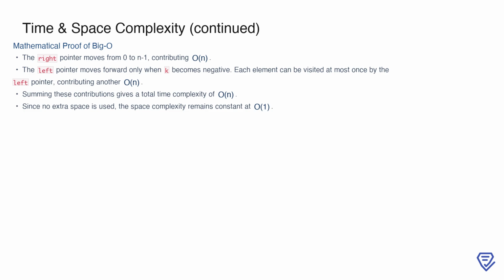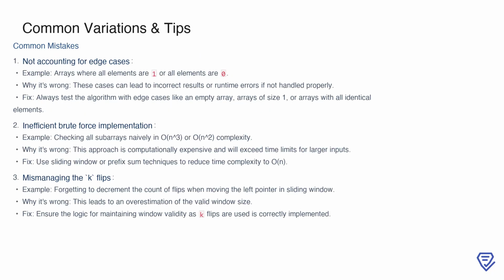This combination of O(n) time and O(1) space makes the sliding window approach a highly efficient solution for this problem. When solving this problem, there are a few common mistakes to watch out for. First, failing to account for edge cases is a frequent pitfall. For instance, consider arrays where all elements are either 1 or 0. Neglecting these scenarios can lead to incorrect results or even runtime errors.